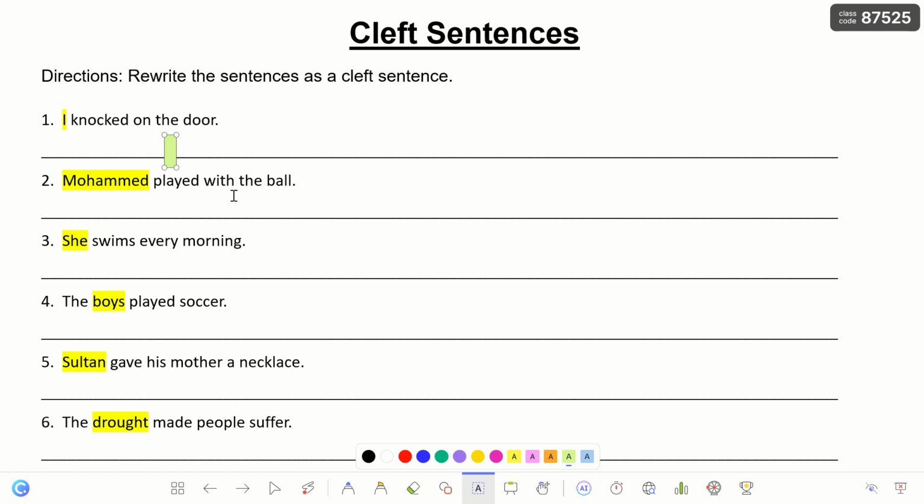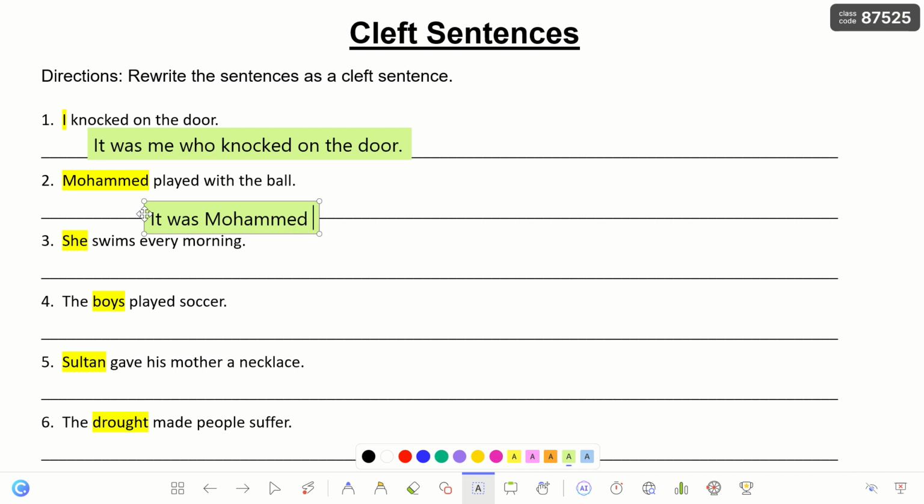This one is good. I knocked on the door. It was me who knocked on the door. Here, it was who? It was Muhammad who, don't forget this relative pronoun, who played with the ball.